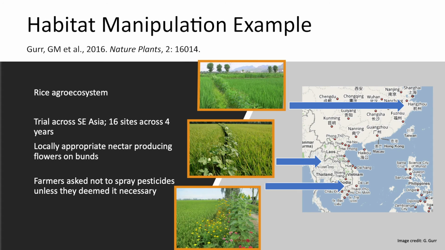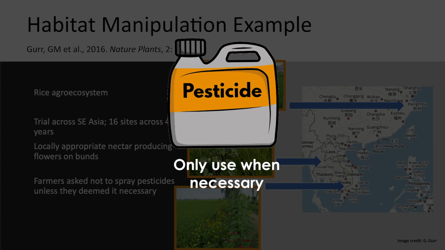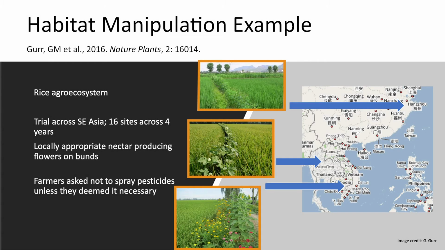The bunds in rice fields were identified as ideal sites to plant suitable habitat, in this case nectar-producing plants, to encourage beneficial insects that would predate or parasitise key pests of rice. The farmers at each site were asked to only use pesticides if required, as opposed to following more traditional forms of spraying such as calendar or insurance-type spraying.